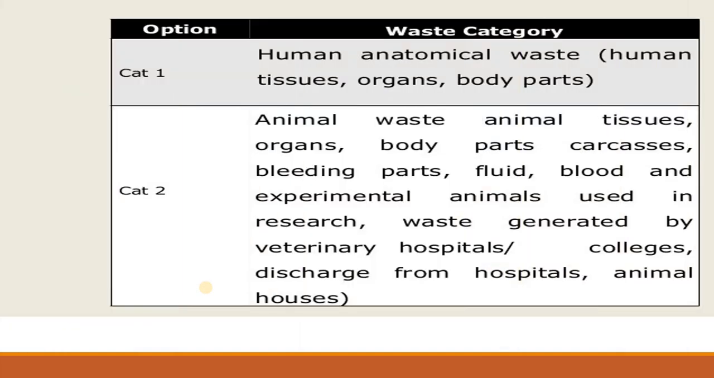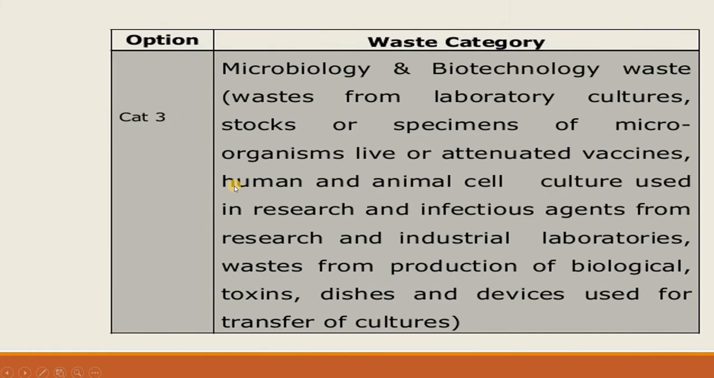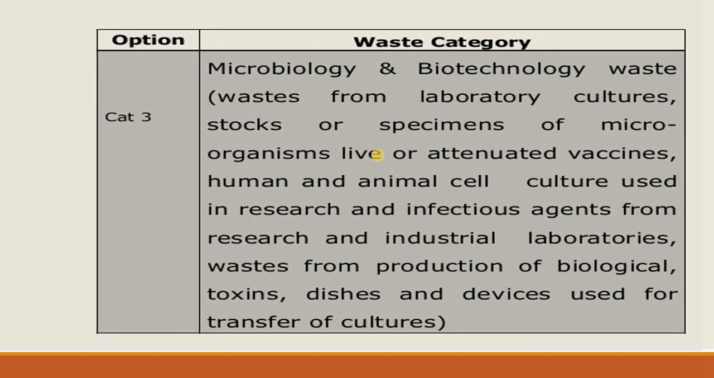First, human anatomical waste, human tissue, organs, body parts, we all collect in category 1. Category 2 is animal waste: tissue, organs, body parts, bleeding parts, fluids, blood. These all are in category 2. Next one is category 3: microbiological and biotechnical waste from laboratory cultures, all specimens, microorganisms, vaccinations, animal cell culture, all will be category 3.